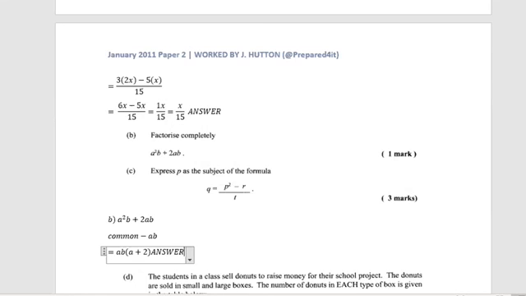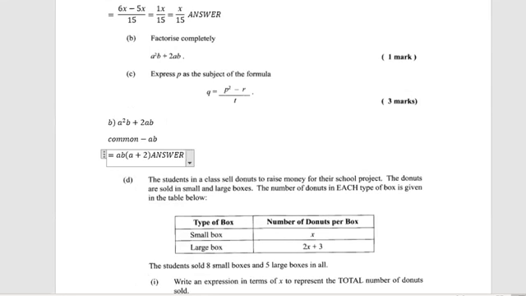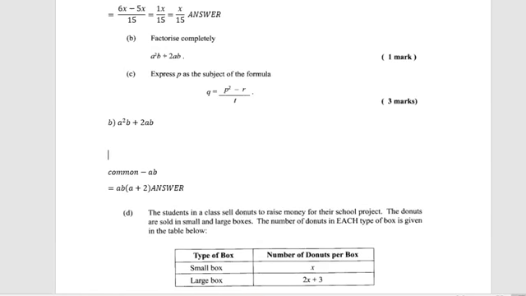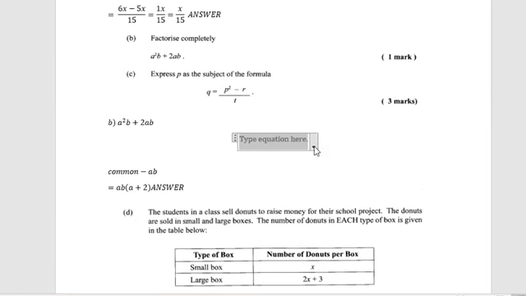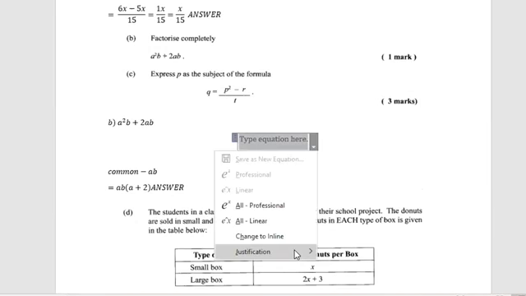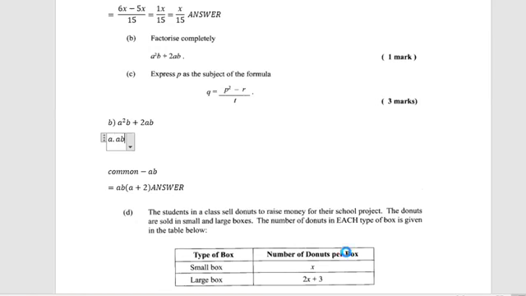Sir, I don't understand this one. Okay, you don't understand this one. So with factorization, this is simple factorization. What we're looking at always is what is common in the given expression. So basically what they gave us is A multiplied by AB plus 2 multiplied by AB.